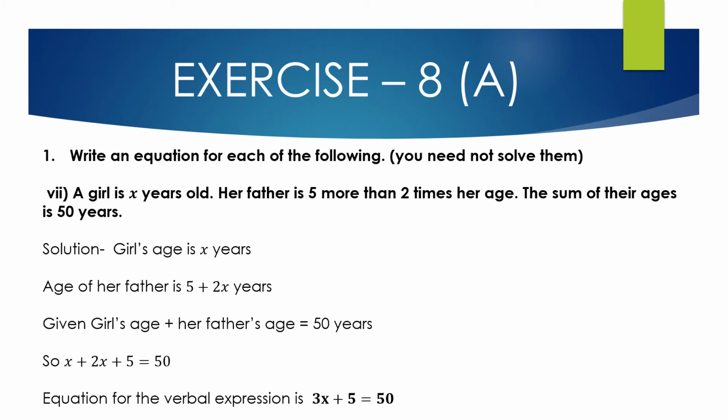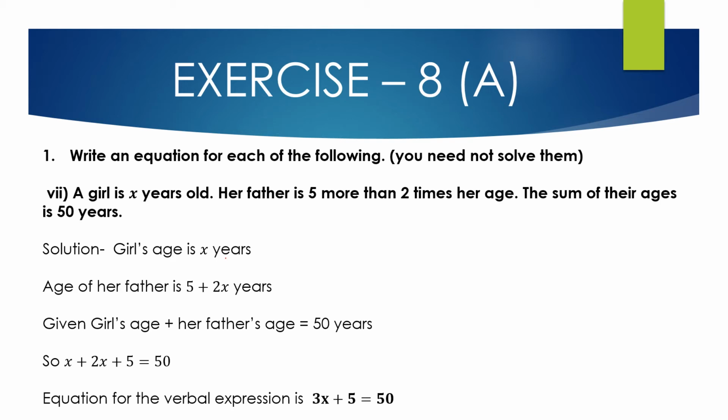Now the 7th bit. A girl is x years old. Her father is 5 more than 2 times her age. The sum of their ages is 50 years. Given the girl's age is x years old. So the girl's age is x years.